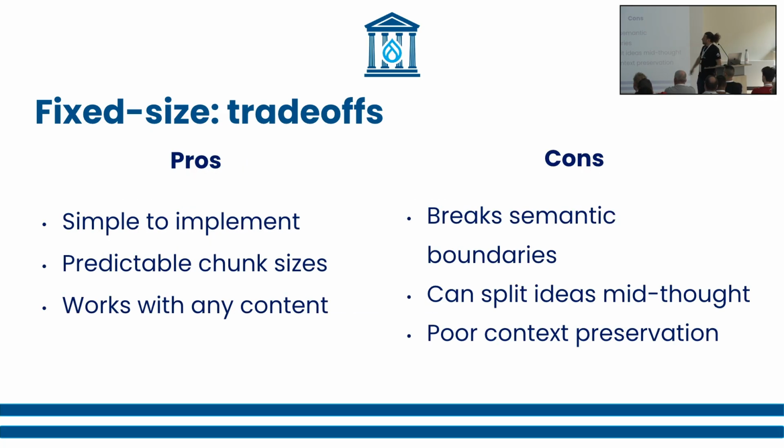So for the pros and cons, it's simple to implement the fixed size. We can predict the chunk size, of course, and it works with any content. The cons are that it breaks the semantic boundaries, so it breaks the idea mid-thought, for example, and it has a poor context preservation. But there is a workaround for that. For example, you can add an overlap.